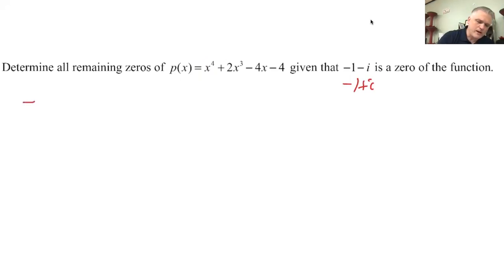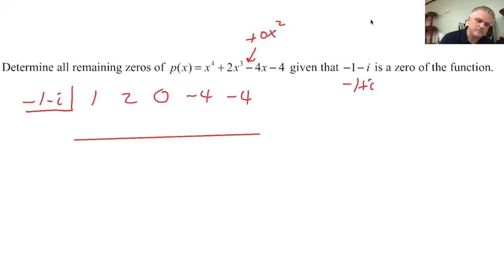Let's put -1 minus i on the outside. That's going to be our divisor. And our dividend, we got 1x to the 4th plus 2x cubed minus 4x minus 4. So notice that there is no x squared, so we're going to remember that's plus 0x squared, our placeholder. So it's going to be 1x to the 4th plus 2x cubed plus 0x squared minus 4x to the 1st minus 4 constant, x to the 0th.